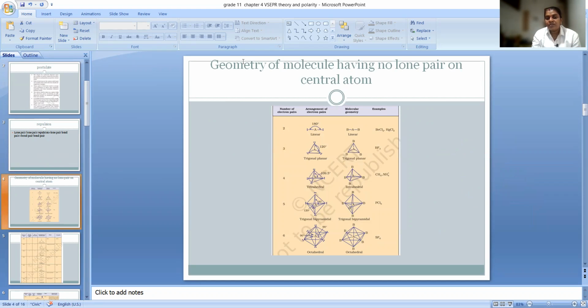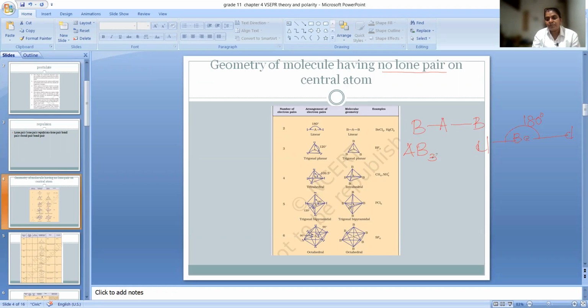If there are no lone pairs, we can learn the molecules this way. AB2 type means there are only two bond pairs and no lone pair. BeCl2 is an example. In BeCl2, the Cl atoms will stay at maximum distance in a linear manner, and the bond angle will be 180 degrees.